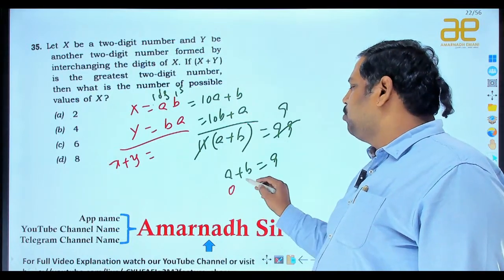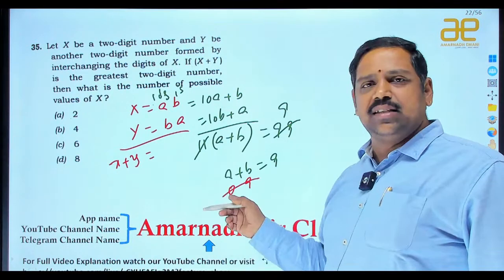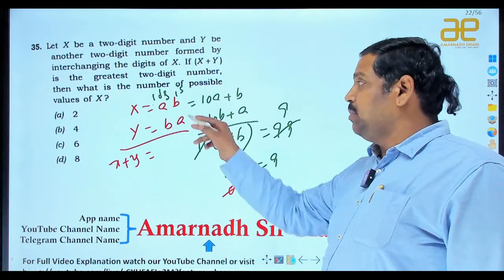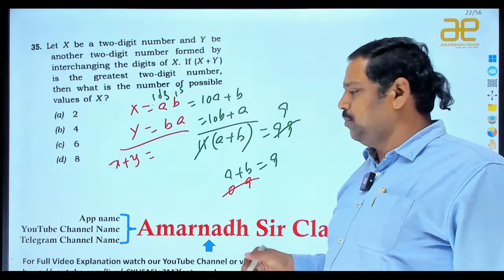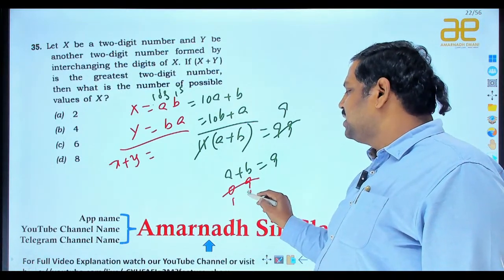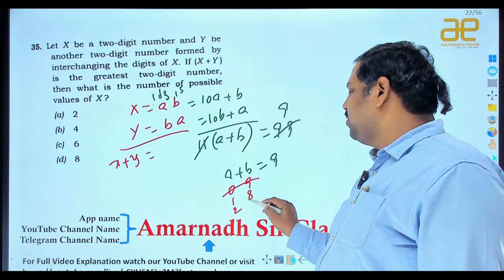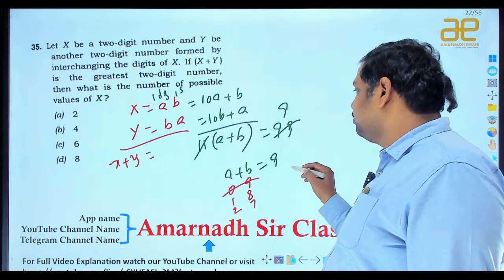If A is 0, B is 9, this we should not take because this is not a 2-digit number. Because AB is a 2-digit number, right? If A is 0, it is not possible. And 1, 8 is a possibility. 2, 7 is a possibility. Okay, next one I'm writing here.